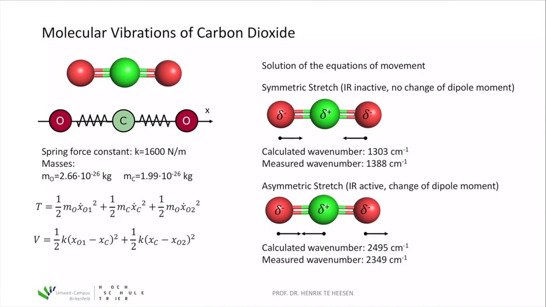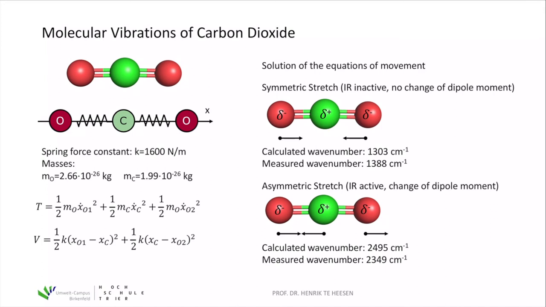You see the molecule on the upper left-hand side: in green, that's the carbon atom, and in red, the two oxygen atoms. The chemical bond between the atoms is a double bond, represented by these lines. To get an idea about the magnitude of the wave number or the wavelength of this vibration, you can use a classical description. You do not need to use quantum mechanics.